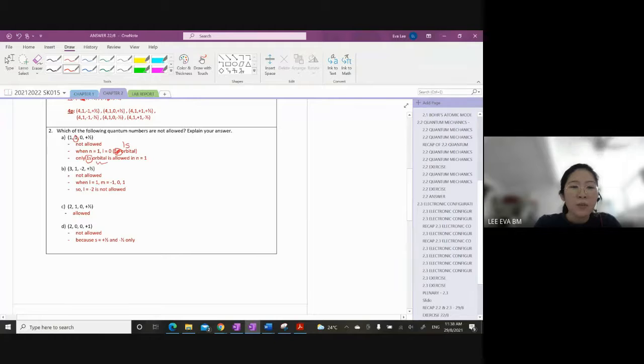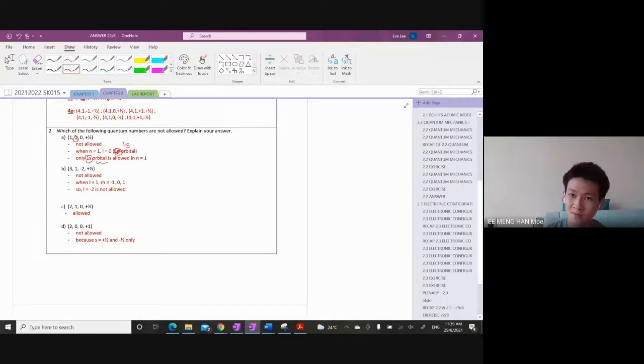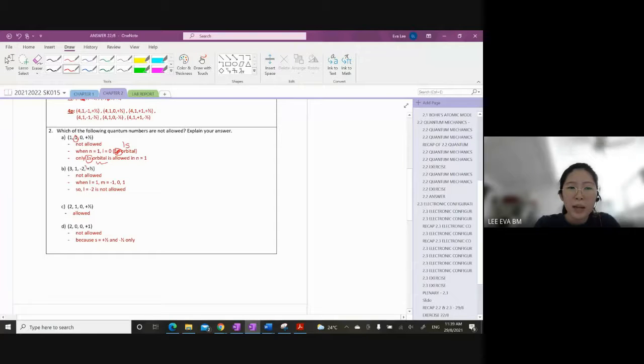Okay, and then for part B, 2B: 3, 1, negative 1, positive half. Which quantum number is having a problem? M. So if you look at this one, L depends on n, m depends on L. So if over here I have already fixed the value of L equals 1, that means the possible values of m should be only negative 1, 0, or positive 1. Other than that, it's all not allowed.